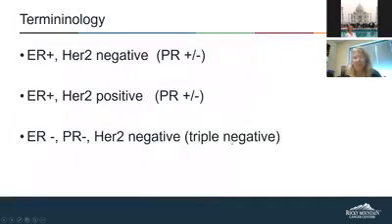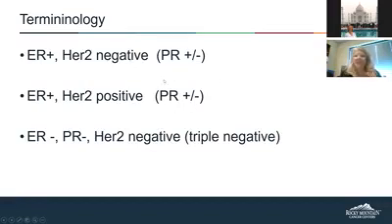So initially, we gained very important information about how we're going to think about this cancer from a treatment standpoint. And I just listed here some of the terminology that is often used, and I'm not sure we explain it very well all the time.